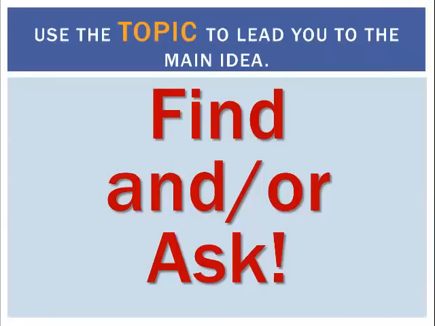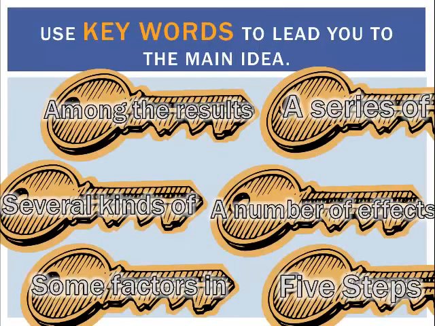Okay, so just remember to help you find the main idea, you can use a topic to lead you there. And you're going to want to find and or ask who or what we're talking about. We can also go ahead and look for keywords to lead us to the main idea. And these are just some of the examples that you can look for. Among the results, a series of, several kinds of, a number of effects, some factors in, 5 steps. Remember, you could mix and match these. It could be 5 effects, 3 effects, a series of steps, a series of results, among the different kinds, among the factors, several factors. So you can mix and match there.